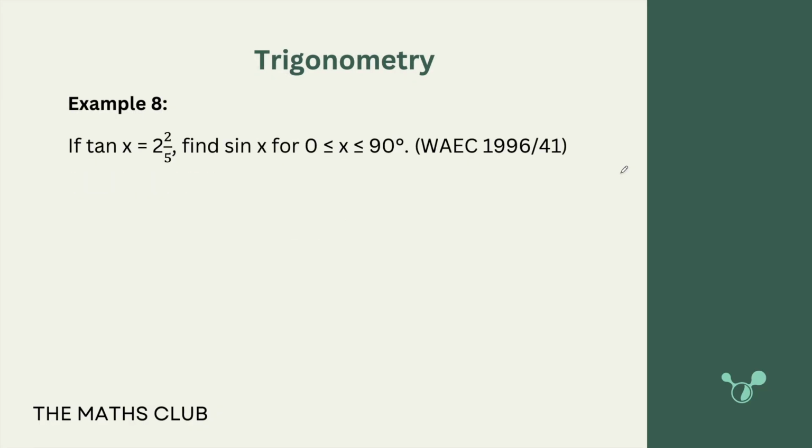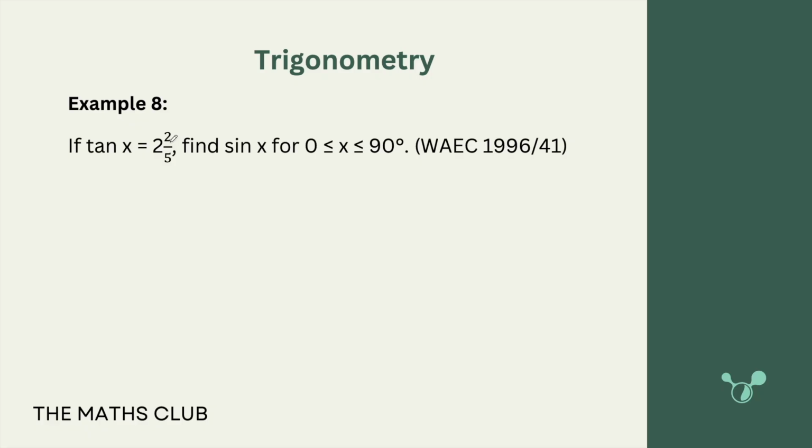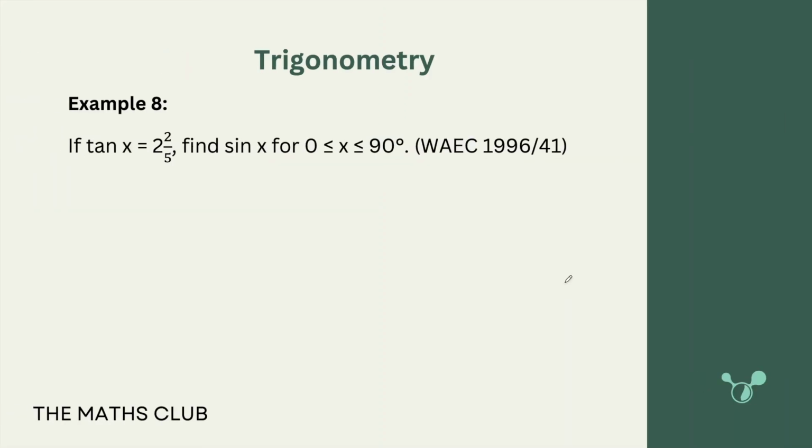Example 8 says that if tan x is equal to 2 and 2 over 5, find sine x where x is between 0 and 90 degrees. We can also use this one, right? If you make this an improper fraction, this will give you 5 times 2 plus 2, which is 12 over 5. So your tan x is basically 12 over 5, which is what we found in the previous question. So our sine x, which is what we should find, is opposite over hypotenuse, which will be 12 over 13. Great.